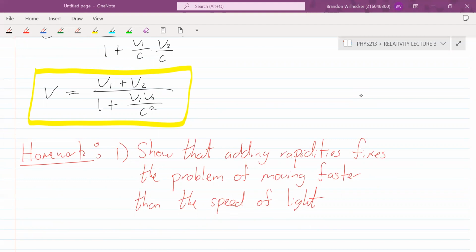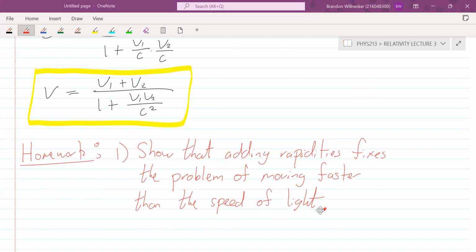With your standard velocity addition, we could achieve velocities greater than the speed of light. Think about your moving car and then turning on your headlights. Show that if we look at it in terms of rapidities, we can never be moving faster than the speed of light. Okay, so please show that.